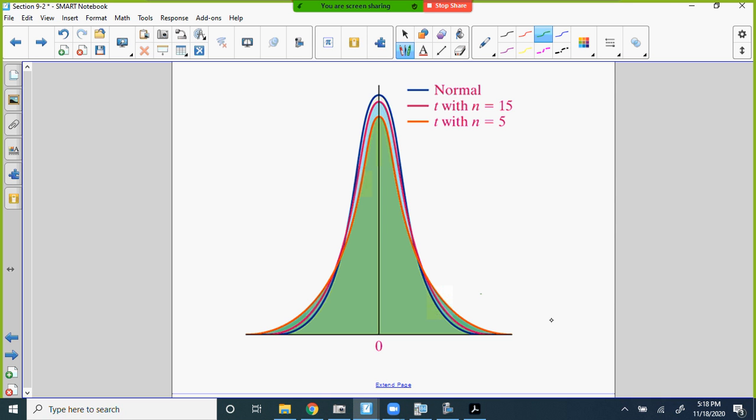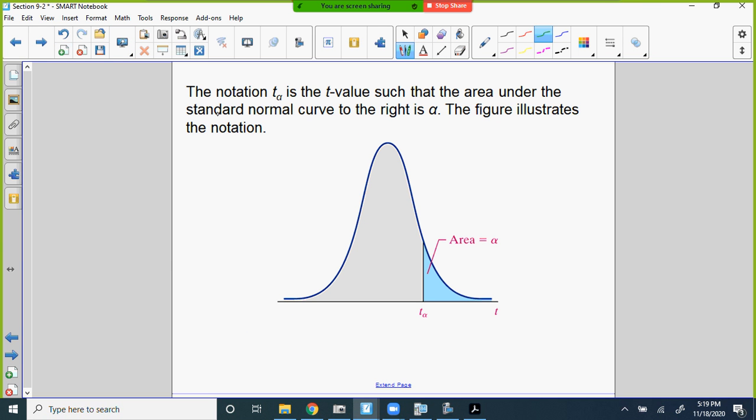So all of the similarities between a normal distribution using the Z, we're going to apply to the T, except we're going to be using the standard deviation of the sample mean, right? All right, the notation: T sub alpha, right? T alpha is the T value such that the area under the standard normal curve to the right is alpha. The figure illustrates. So if we say T alpha, we're talking about T sub alpha. We're looking at things to the right.